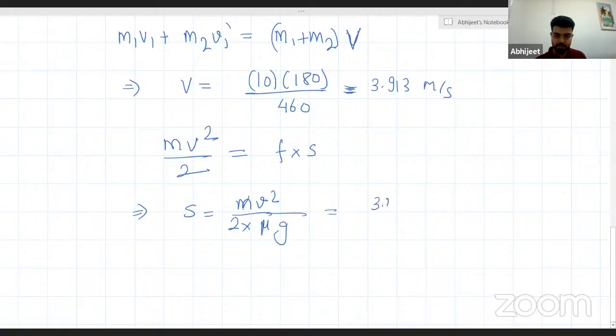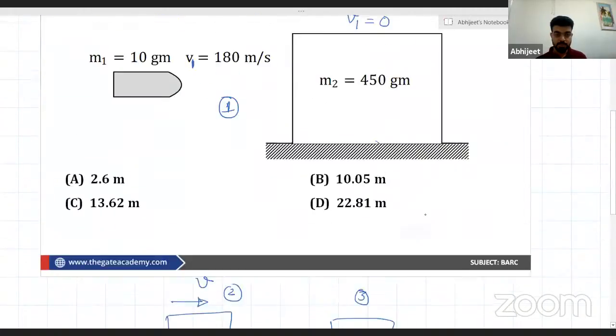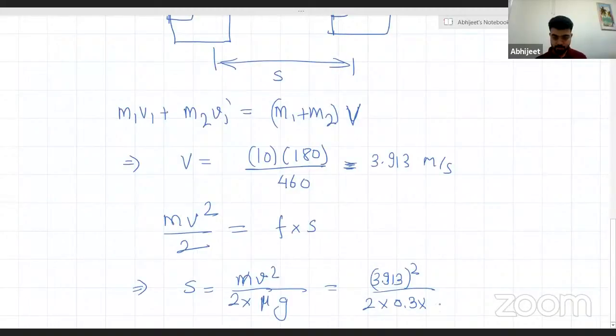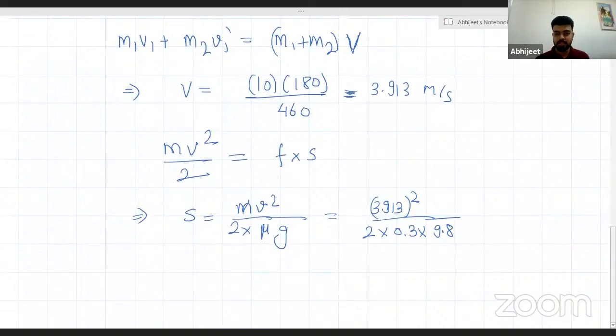So v square is nothing but 3.913 whole square, divided by 2 into mu, which is 0.3, into g. How much g we have to take? We have to take 9.8. So in the question you have to keep in mind that many times they will give g as 10 and sometimes g as 9.8. So you have to check in the question.